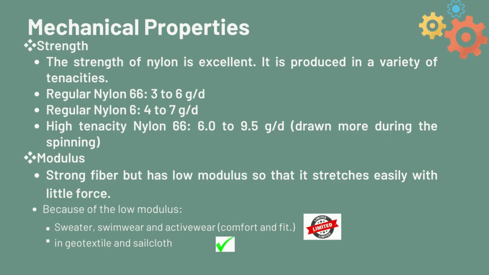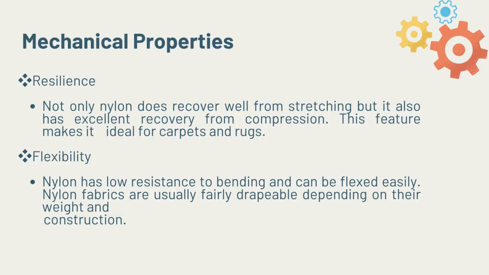Mechanical properties of nylon. Strength: the strength of nylon is excellent. It is produced in a variety of tenacities. Modulus: it is a strong fiber but has a low modulus, so it stretches easily with little force. Resilience: not only does nylon recover well from stretching, but it also has excellent recovery from compression. This feature makes it ideal for carpets and rugs.